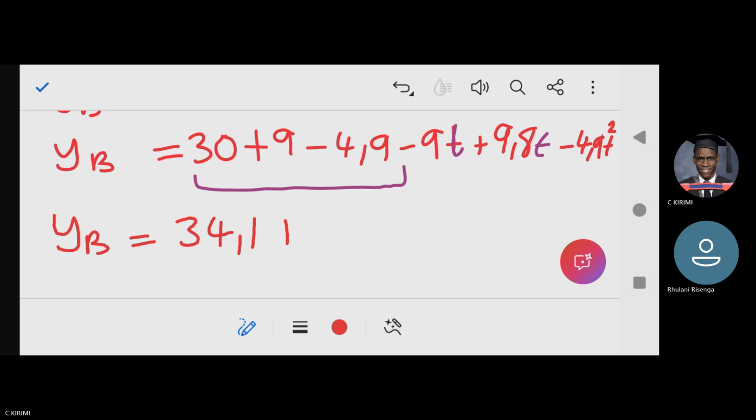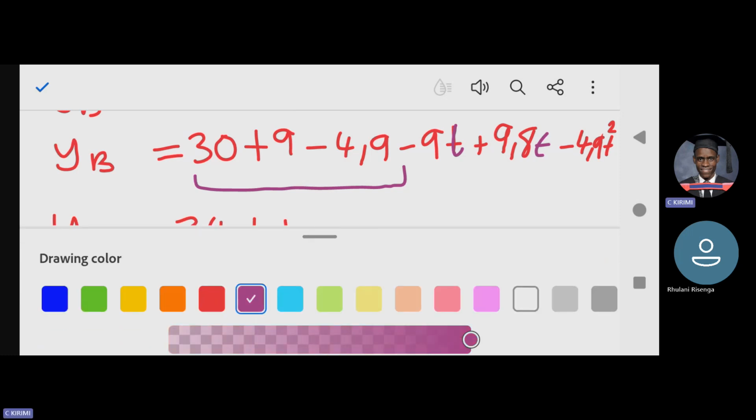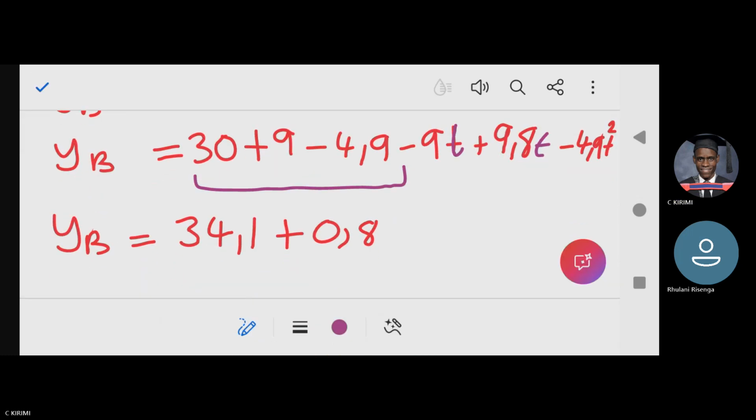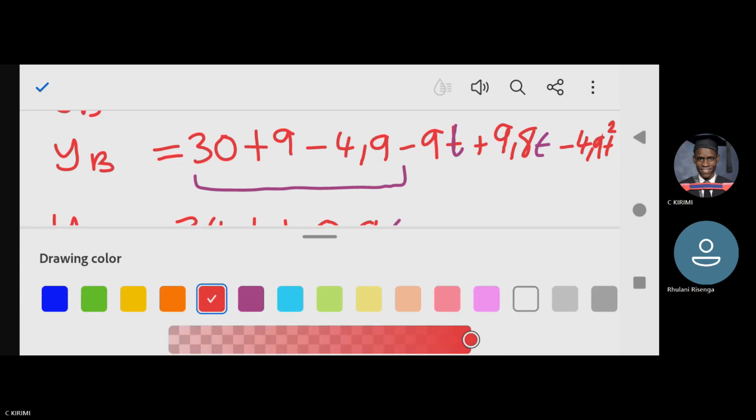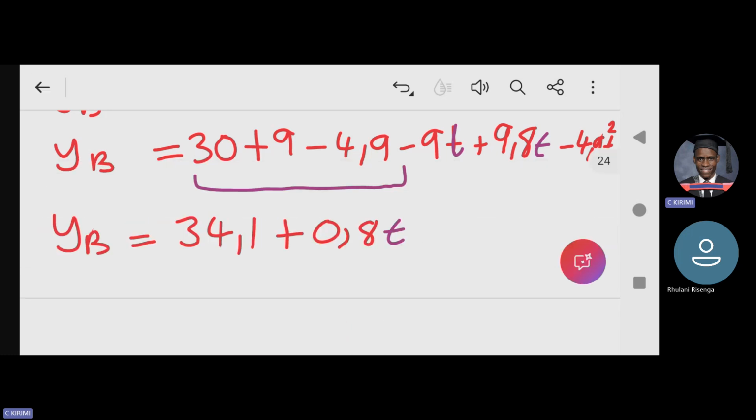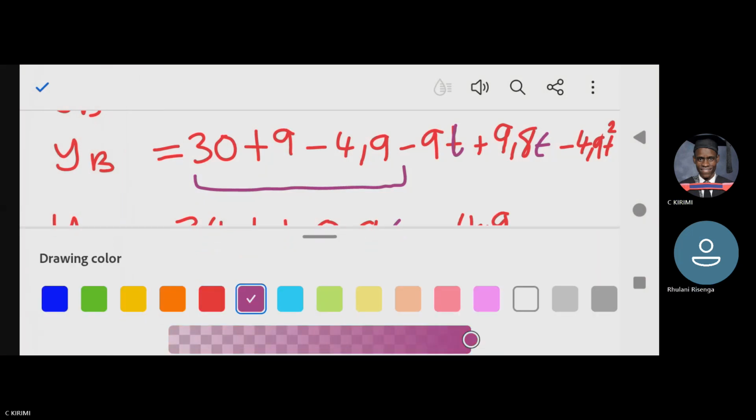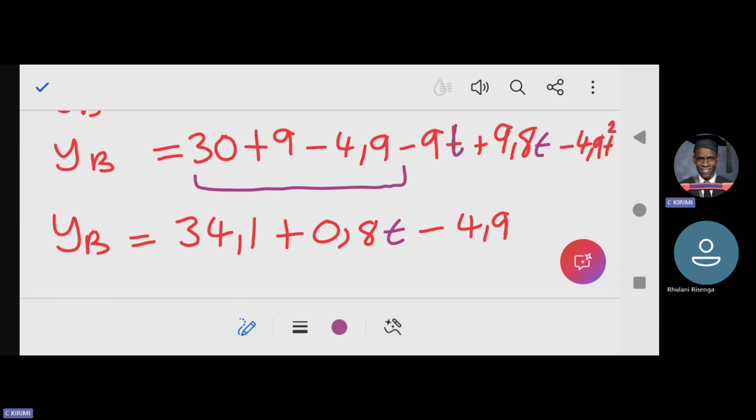0.8 T, it's a positive 0.8 T. And then minus, isn't it? So it will be minus 4.9 T squared. And what do you get when you solve this quadratic equation?